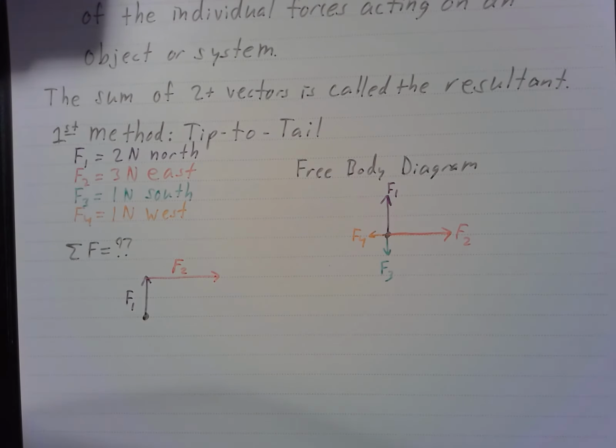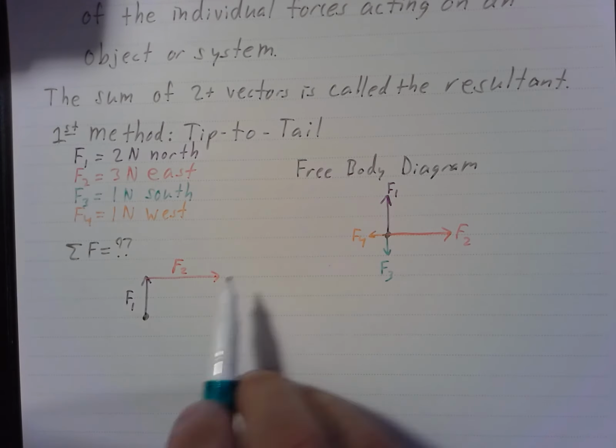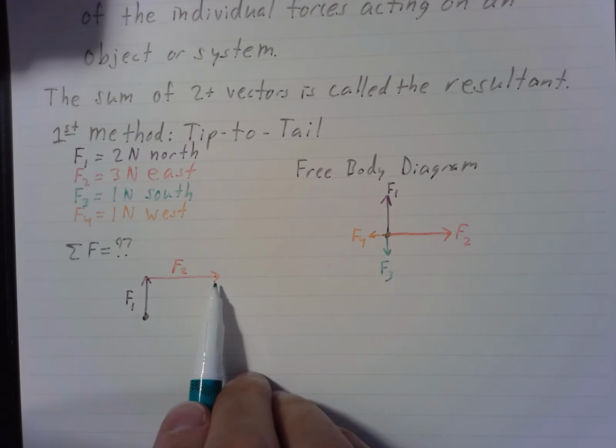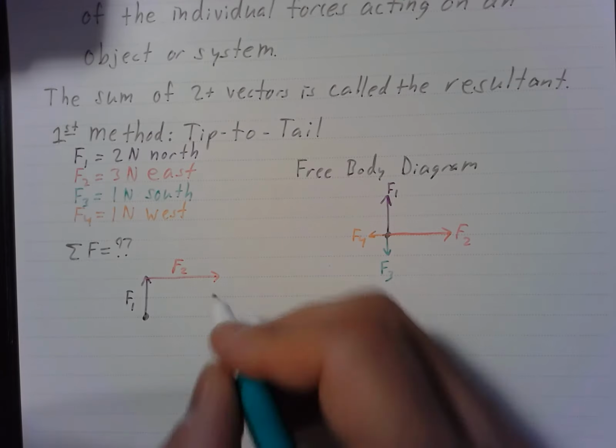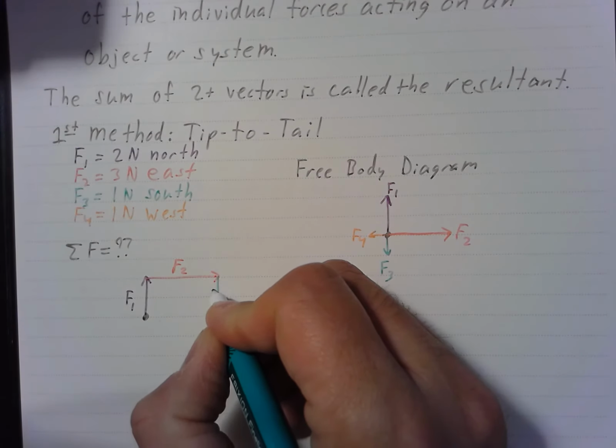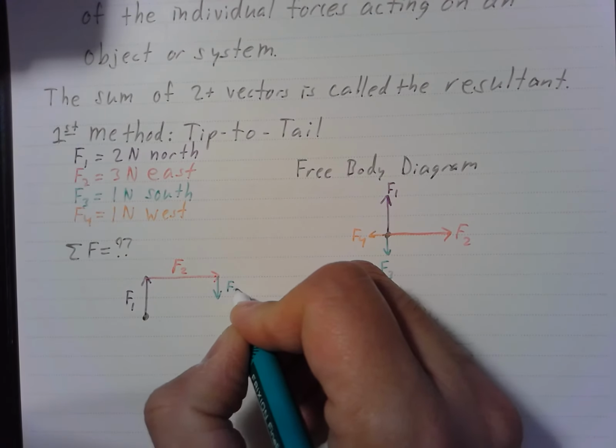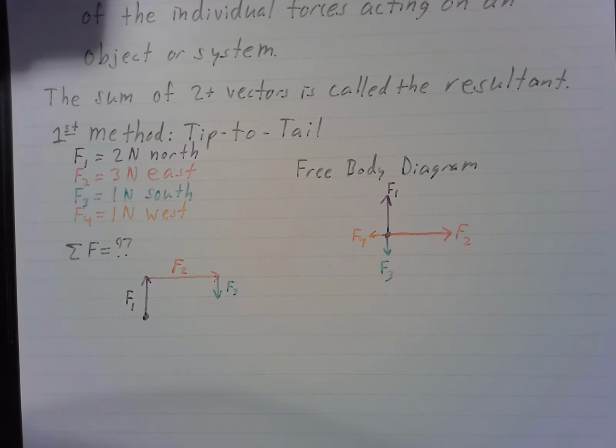And then I keep going. So at the tip of the second vector, I start the tail of the third vector. So here's F3. Now the thing to keep in mind is that these forces happen all at the same time, but this way of adding them arranges them so that this is the way that vectors are added.